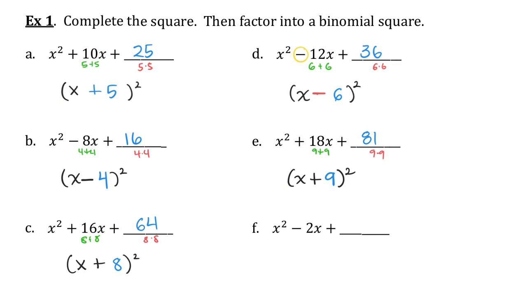Okay, one more. Let's see, 2 divided by 2 is 1. So this is like 1 plus 1. I worry about the sign later. 1 times 1 is 1. So this is x. This is a minus because of this thing. And then the number is 1 squared. Okay, that's completing the square.